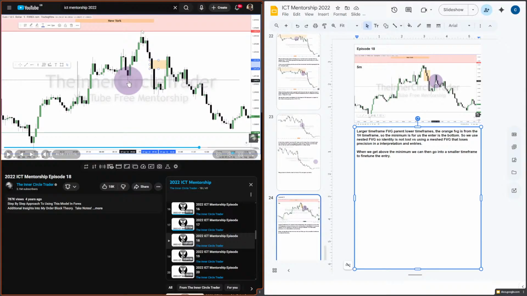This is something I'm not too confident in, which is CISD, because I'm kind of new to it. It just basically means change in state of delivery, but it's similar to a market structure shift, but it's not exactly the same. And it annoys me because of the similarities. So hold on, let me pay attention to this bit.